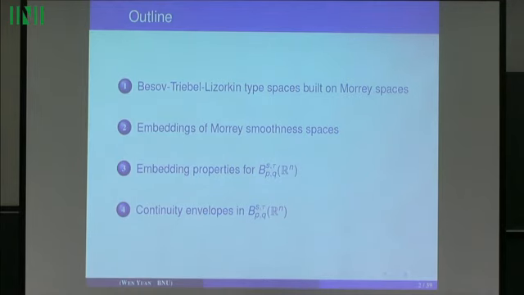In the first part, I would like to recall all the function spaces we are dealing with, including the classical Besov-Triebel-Lizorkin spaces, the Besov-Triebel-Lizorkin spaces built on Morrey spaces, and the Besov-tau spaces. Later I will recall some embedding properties of Morrey smoothness. Then the third part is our main results.